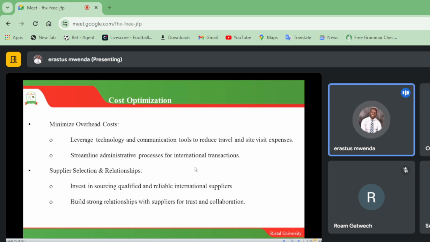The other discussion is around what we call cost optimization, or what we call cost maximization. How do we work around that when you are doing international purchasing? Number one, we need to look for ways that we can minimize overhead costs. And how do we minimize overhead costs? We can work around taking advantage of technology and communication tools to reduce travel.